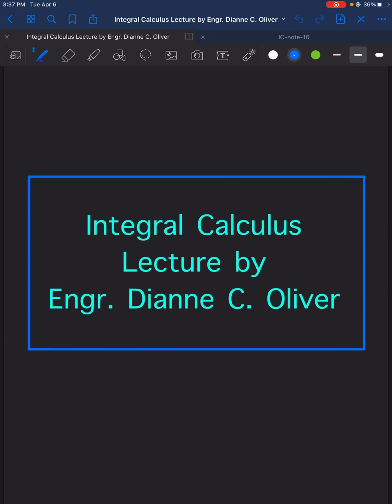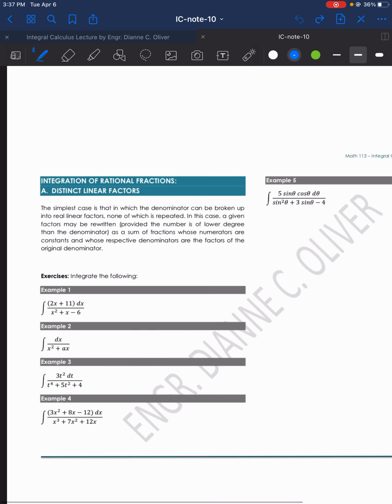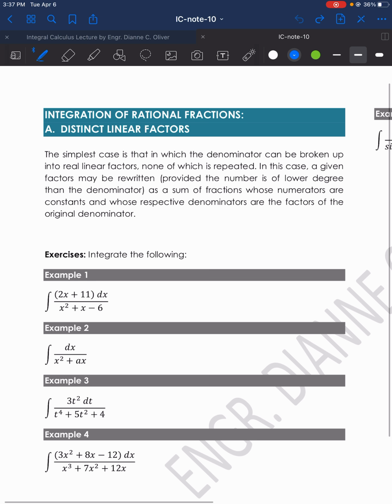Welcome to our lecture video in Integral Calculus with the topic Integration of Rational Fractions. Now there are three subtopics under this, and the first one will be the distinct linear factors, and the two other subtopics will be discussed in the next videos.